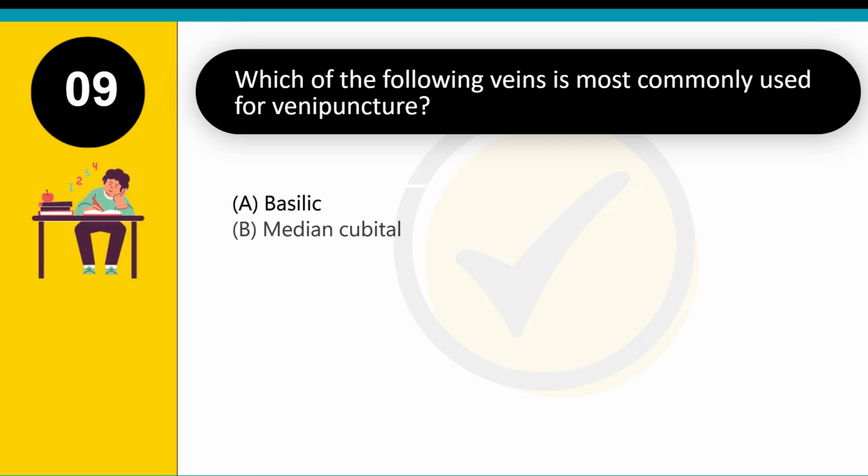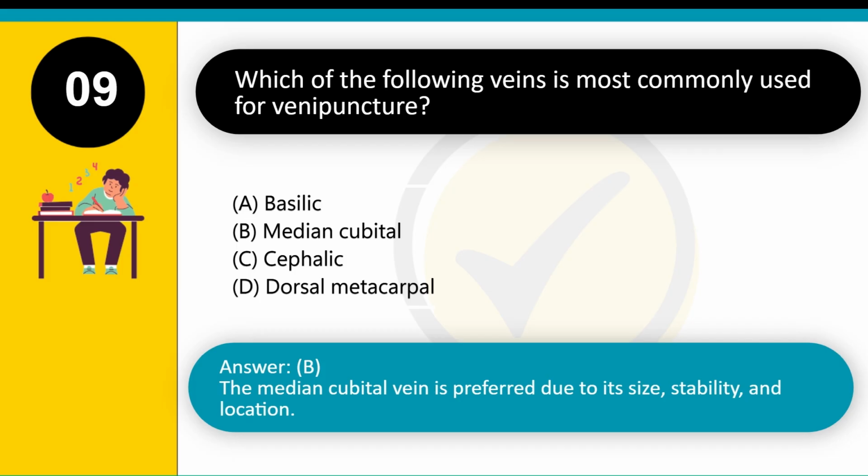Which of the following veins is most commonly used for venipuncture? A. Basilic. B. Median cubital. C. Cephalic. D. Dorsal metacarpal. Answer B. The median cubital vein is preferred due to its size, stability, and location.